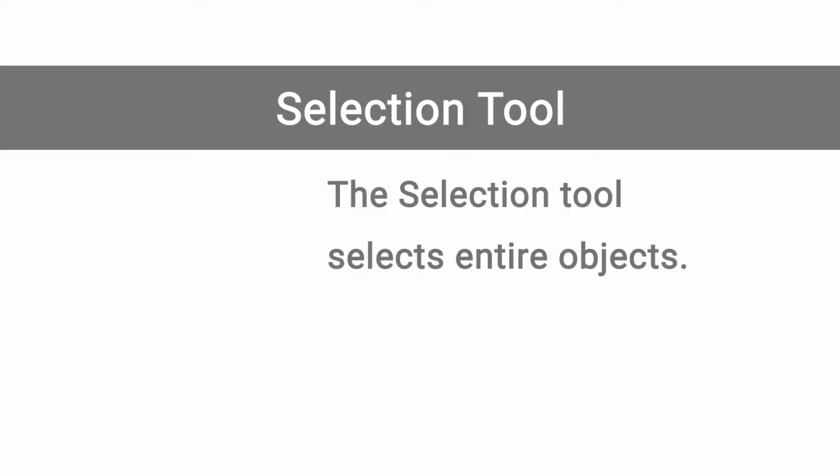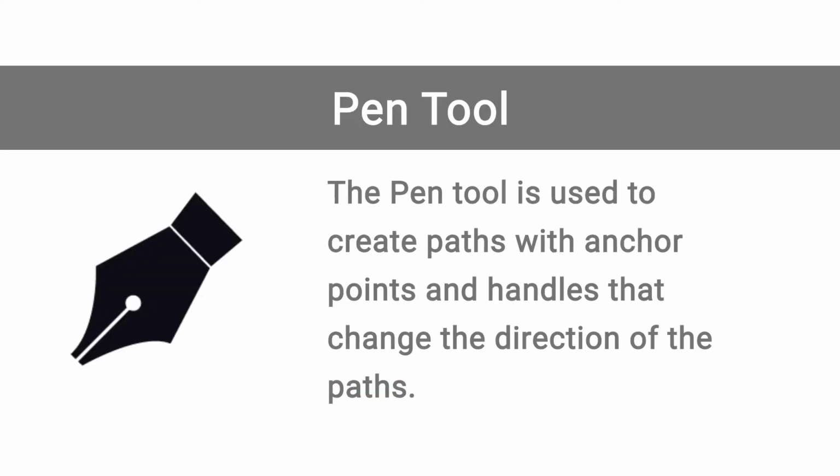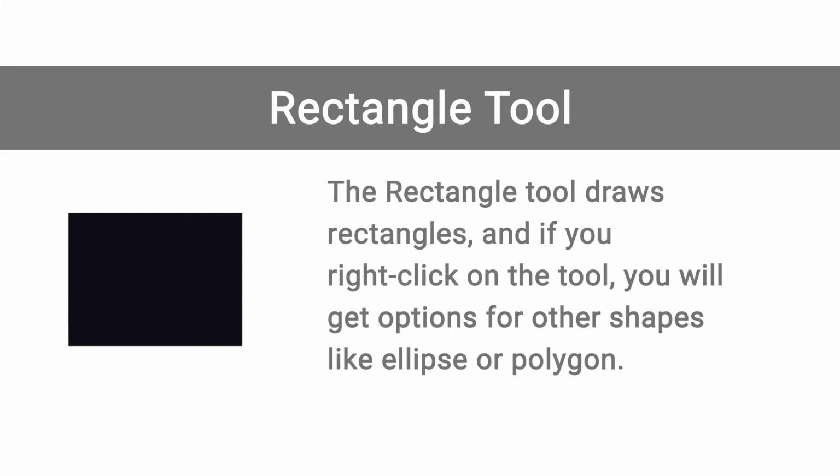The Selection tool selects entire objects. Its shortcut is V. The Direct Selection tool selects and modifies the anchor points. Its shortcut is A. The Pen tool is used to create paths with anchor points and handles that change the direction of the paths. Its shortcut is P. The Rectangle tool draws rectangles, and if you right-click on the tool, you will get options for other shapes like ellipses or polygon. The shortcut is M.